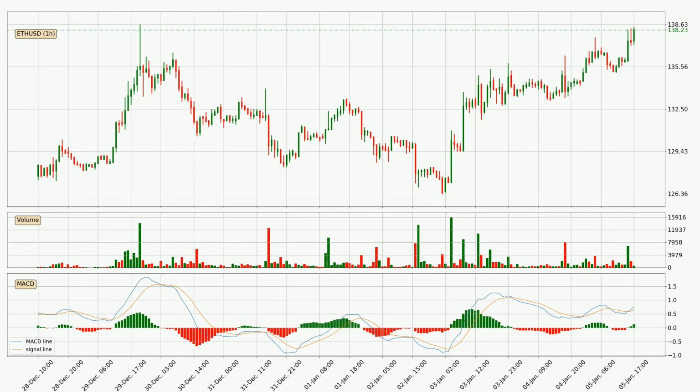If we now look at the current hourly MACD, seeing as the MACD line is above the signal line, it means that the trend is currently on the up. The MACD histogram shows that the momentum is currently strong, and it could be expected for the price to go further to the upside.